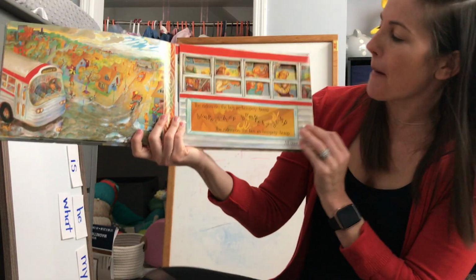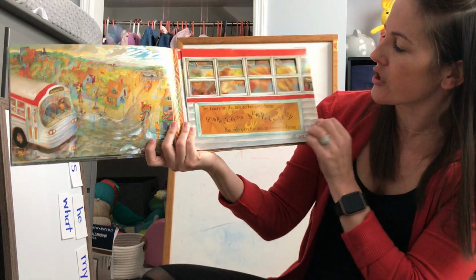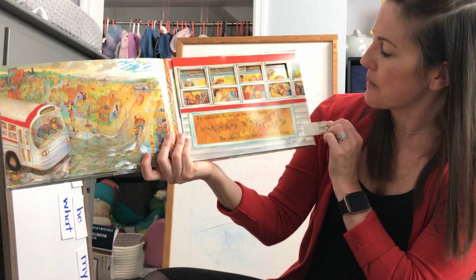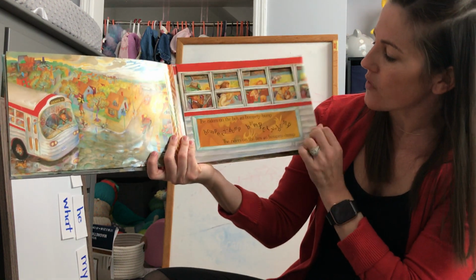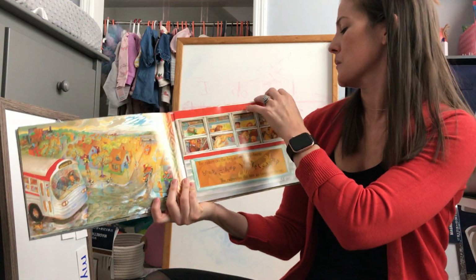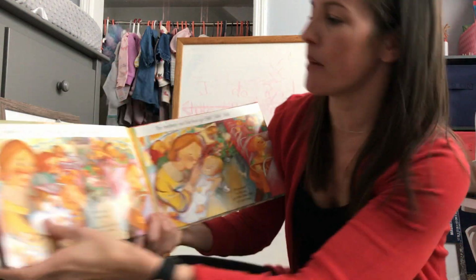So the bus is going bumpity bump like the illustrator and the author is showing us, but look, all the people are still sitting nicely. They're doing the right thing. Oh my goodness, this looks like a big page coming.